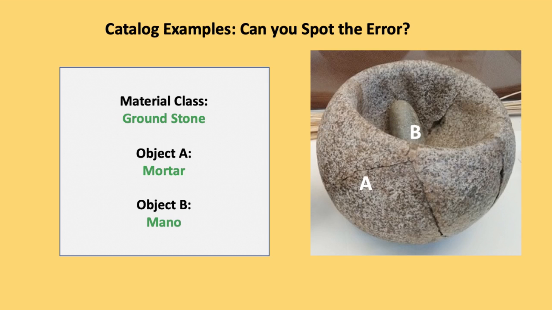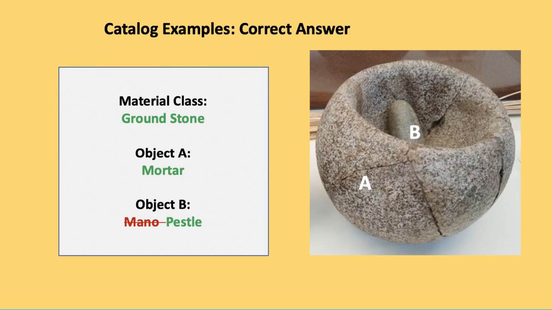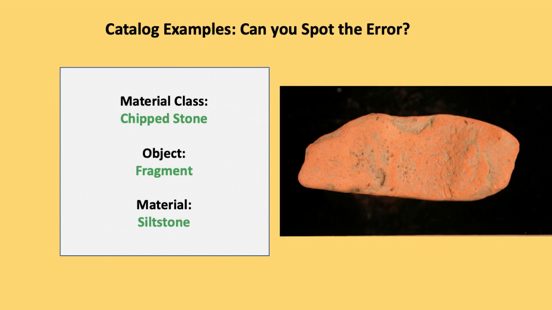Can you spot whether object A and object B are the correct terms? This groundstone mortar has a pestle and not a mano, because a mano would be more round or egg-shaped and a pestle is more cylindrically shaped. Here we can see a fragment with no evidence of minerals.